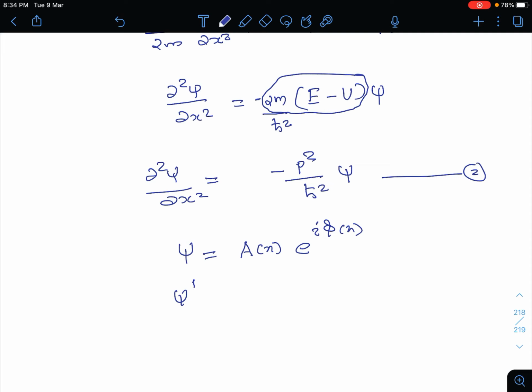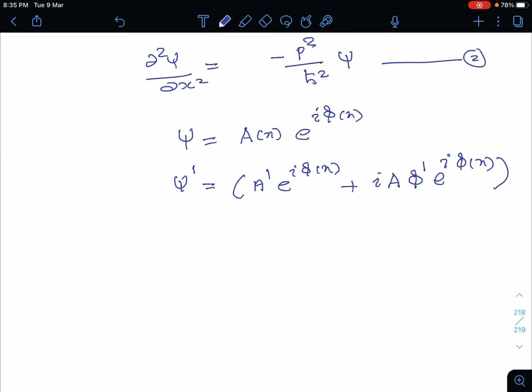Now what is psi dash? If I take the derivative, you have two terms: A dash e raised to i phi of x, plus A i phi dash e raised to i phi of x. Good. This is correct, no?